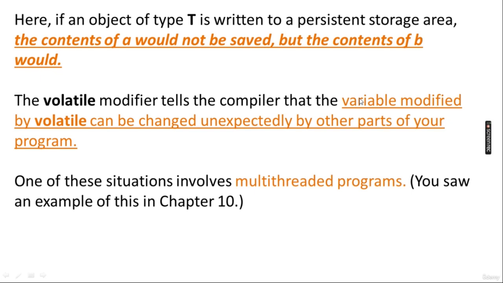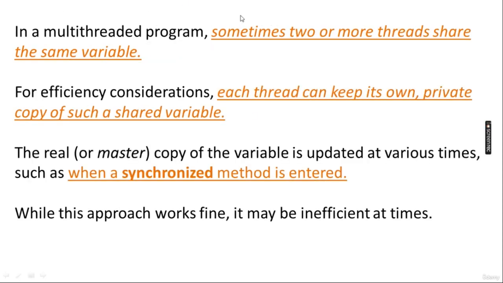Volatile will tell the compiler that a variable modified by volatile can be changed unexpectedly by other parts of your program. This situation we have already seen in multi-threading. In a multi-threaded program, sometimes two or more threads share the same variable. For efficiency considerations, each thread can keep its own private copy of such a shared variable. One variable is shared throughout the threads, and each thread can keep its own private copy of such a shared variable.